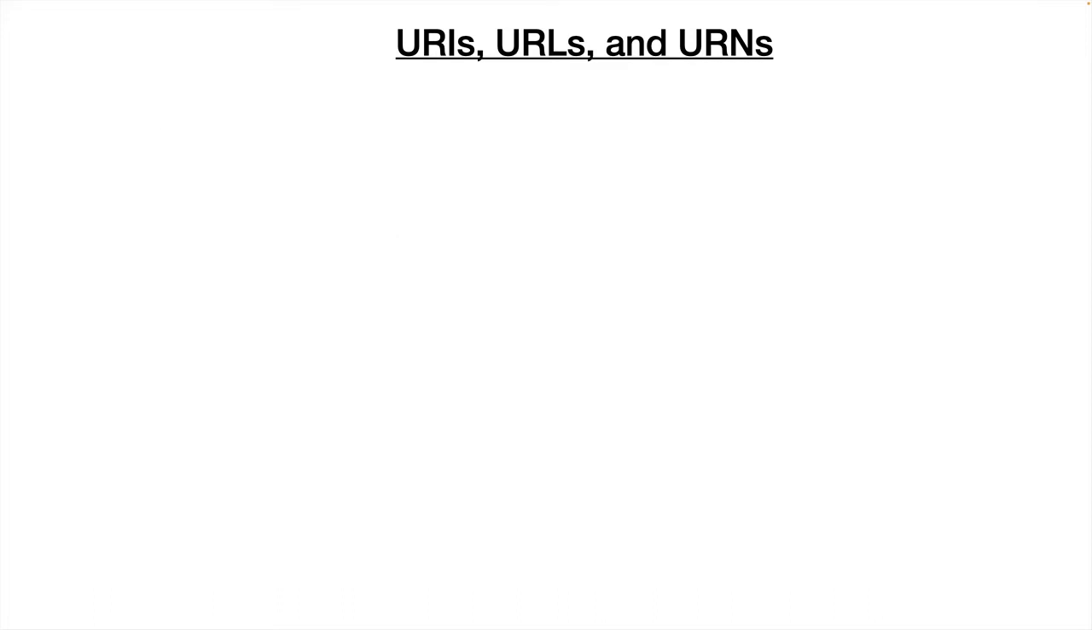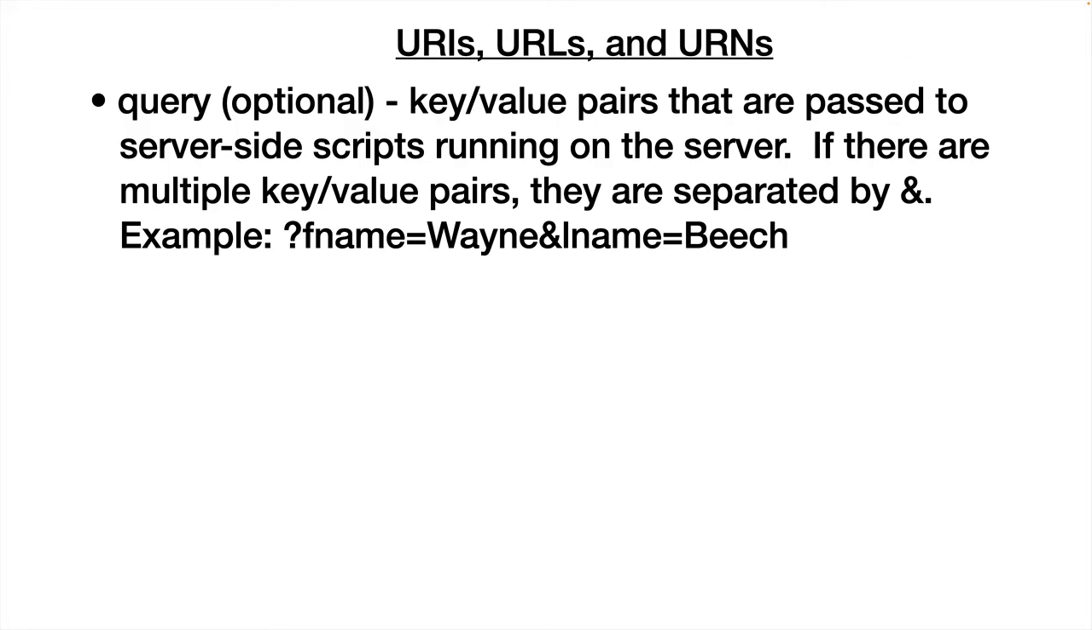The next thing I'm going to talk about is the query. The query is optional. A query is a set of key value pairs that are passed to a server-side script, which is code running on the server. If there are multiple key value pairs, then you separate them by an ampersand, an and sign. So here's an example of a query. I have my question mark, which tells me it's a query. F name equals Wayne and L name equals Beach.